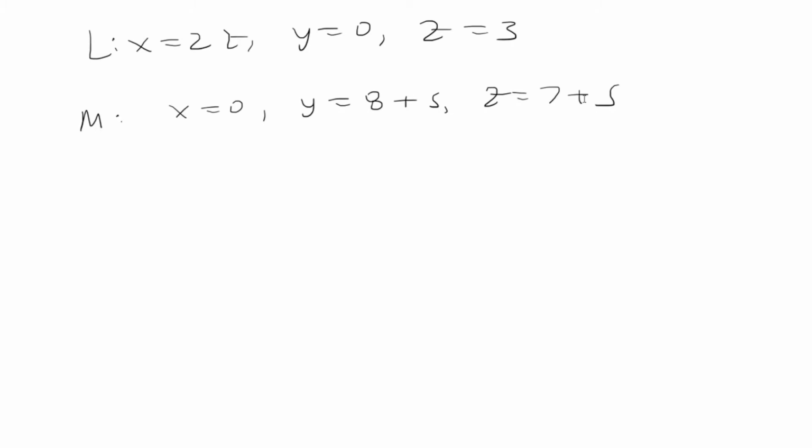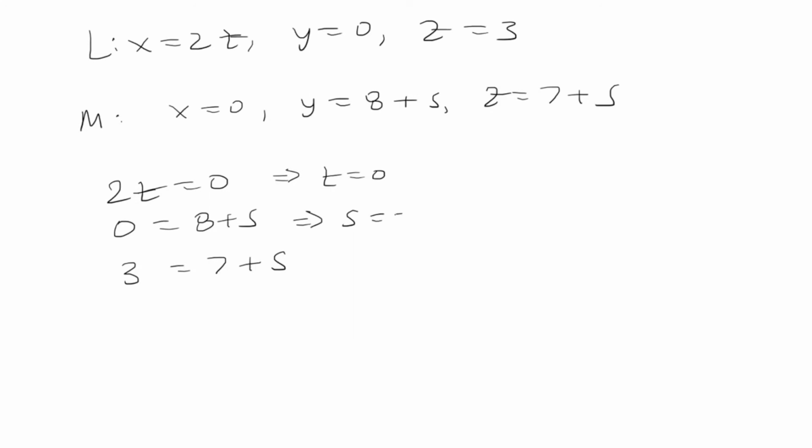Okay, so first let's compare these two lines. So let's compare the x's with the x's, the y's with the y's, and then the z's with the z's. All right, so from the first line here, this means that t is 0. The second one, s has to be negative 8. And the last one, s has to be negative 4.